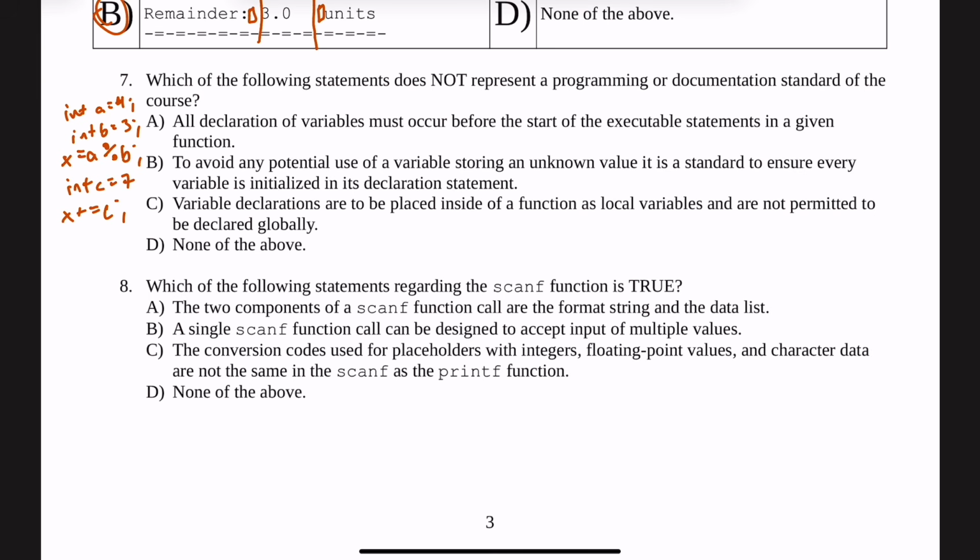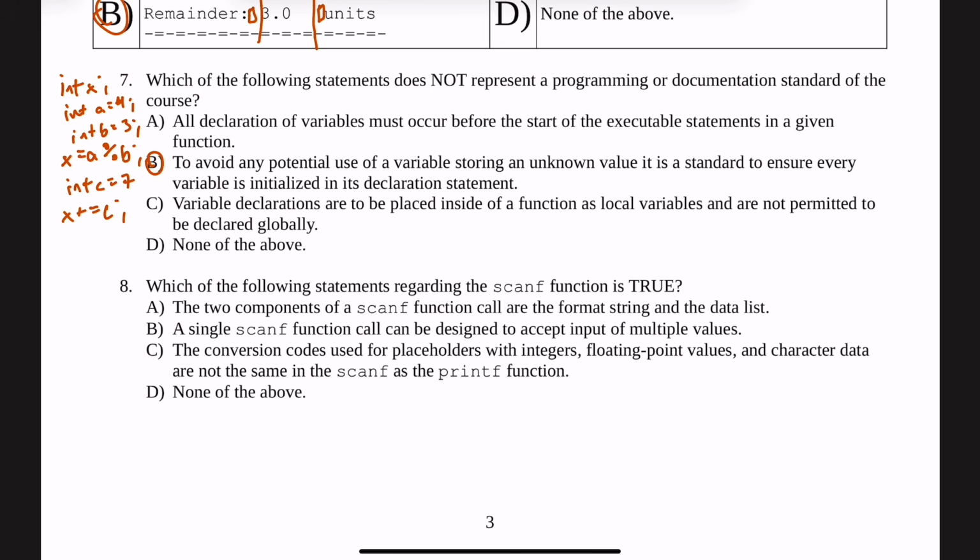B, to avoid any potential use of a variable storing an unknown value, it is a standard to ensure every variable is initialized in its declaration statement. So our code that we're writing out might look like this. And this is totally okay. Here, we don't give x an initial value because we're going to explicitly give a value later on down here. So there's no requirement to set x to 0 or some other value when you declare it. So B is our answer.